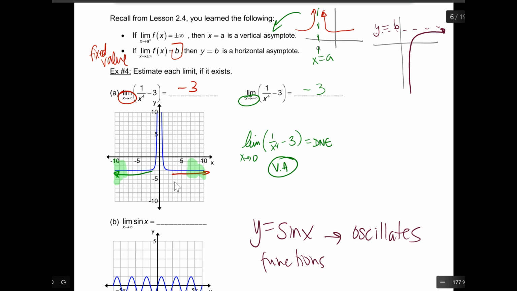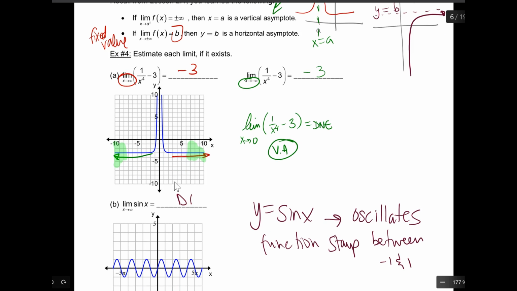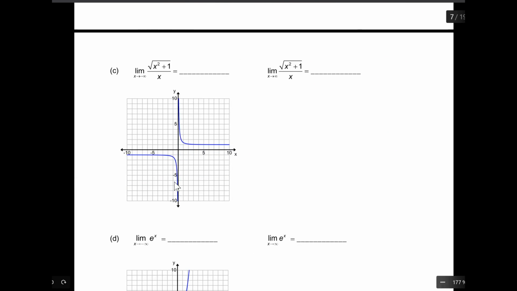The function stays between -1 and 1. So it oscillates. So we don't actually have a limit as we approach infinity, because it keeps going up and down. Great. See, this isn't too bad. So all of these are end behavior.